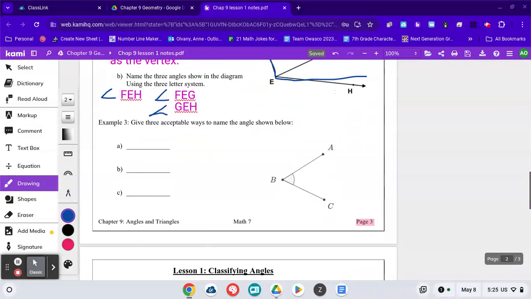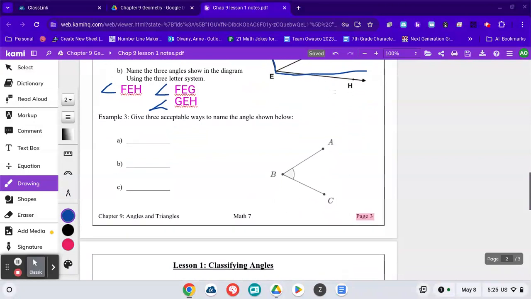So now I'm going to give you some time. Why don't you just pause this, and then you can unpause it and check with me. Give 3 acceptable ways to name the angle below. Go ahead and pause and give that a shot right now.